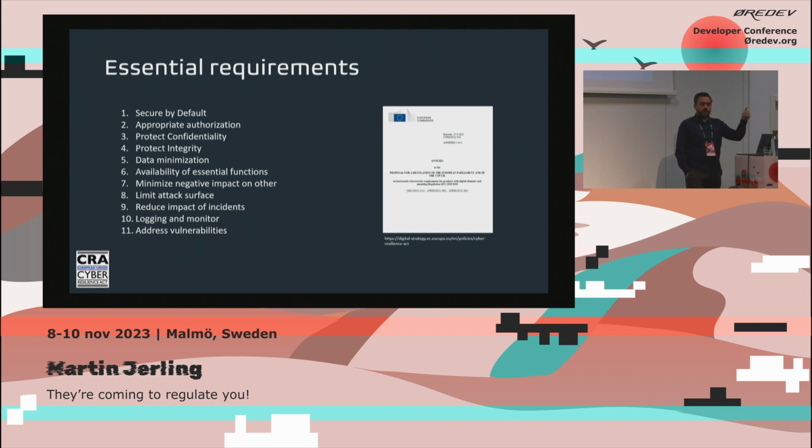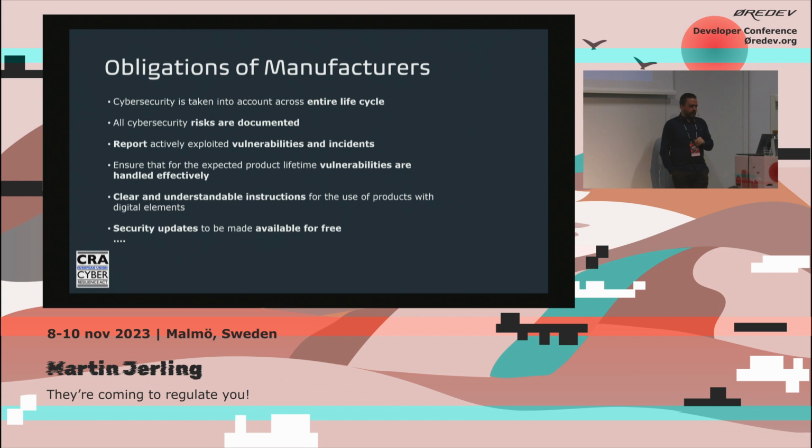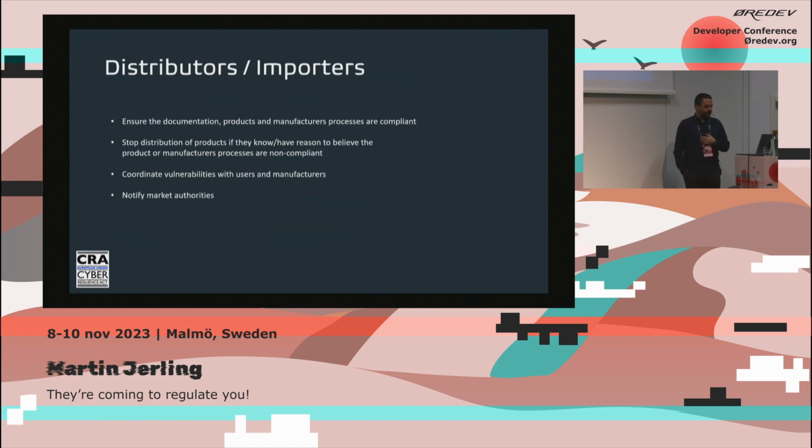RED comes in August 1st, 2025, and the Cyber Resilience Act about a year afterwards. So the obligations here, you need to think about the entire life cycle. You need to document the risks, report the vulnerabilities, and provide clear instructions. For distributors and importers, sometimes you take something off the shelf, you add your application on a mobile phone and you use it. Well, if you distribute products, you place them on the EU market, you need to ensure that the manufacturer has appropriate documentation, the products and the manufacturer's processes are compliant, and you need to stop distribution of products if you know, if you confirmed it, or have reason to believe that they are not. That's the actual language in the regulation today.